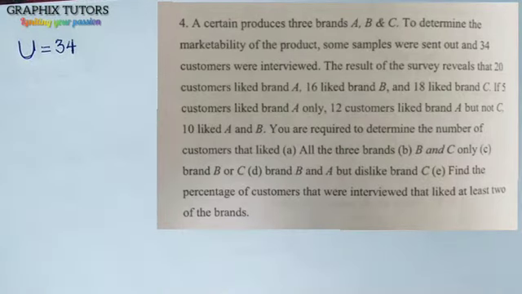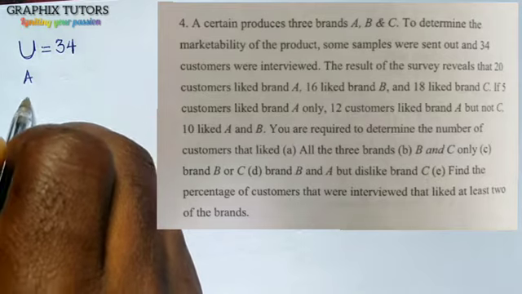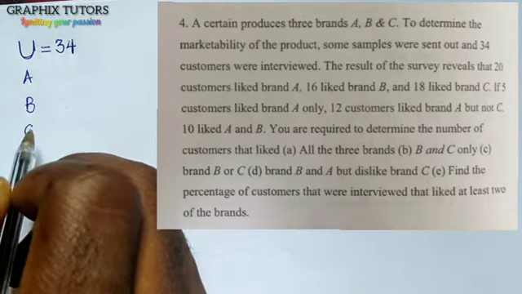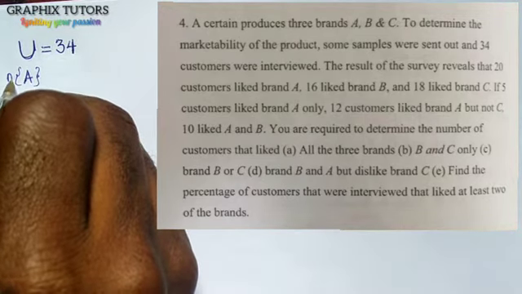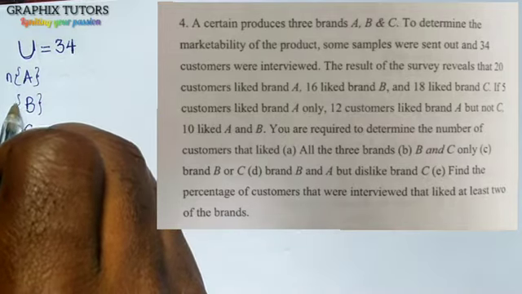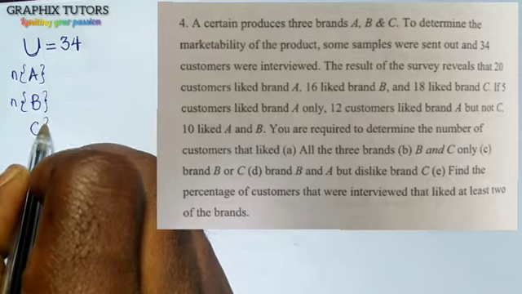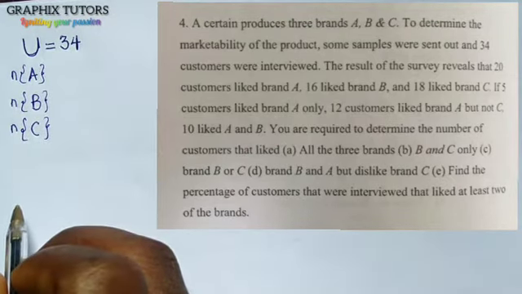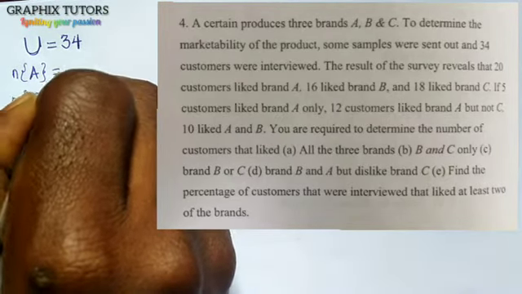Now we have 3 brands, so that means we have 3 sets. We have set A, set B, and set C. So we want to know the number of each set. We want to know the number of set A, the number of set B, and also the number of set C. Is that okay? So in doing that, this will be set A.